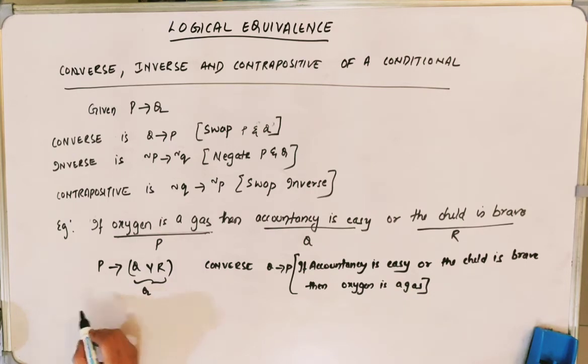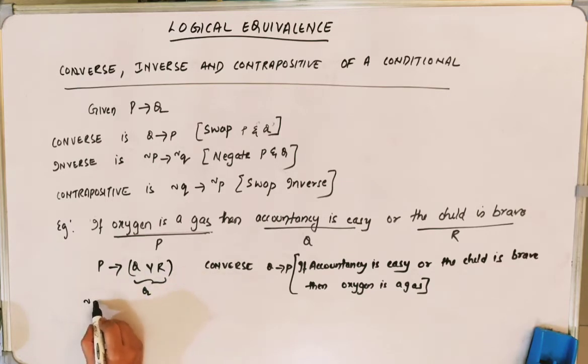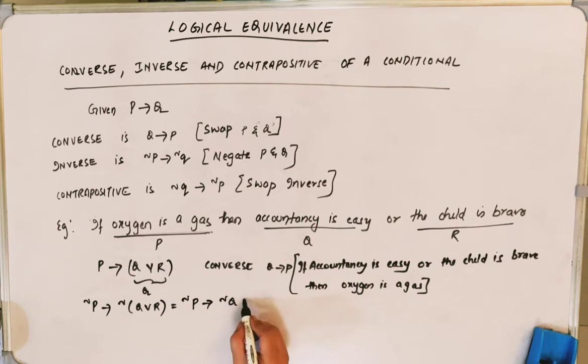Let's find the inverse. Inverse is negate P and negate Q. So we'll have negate P conditional negate of Q or R. Now we'll have to split this using the laws. We have De Morgan's law, right? So we'll have negate P conditional negate Q, and negate R, since or becomes and. This is what we're going to get.